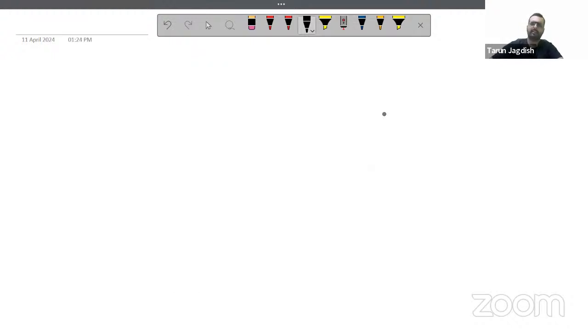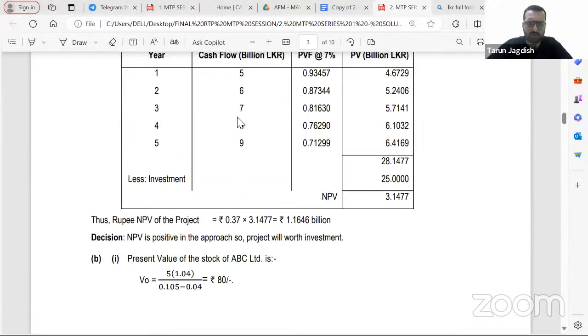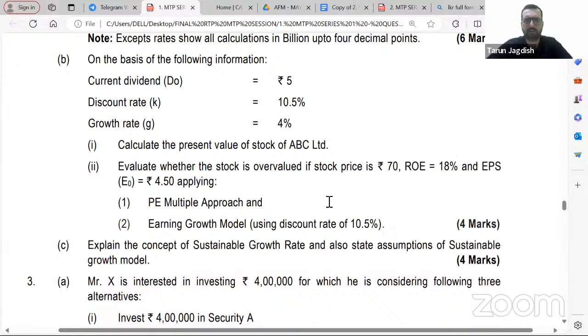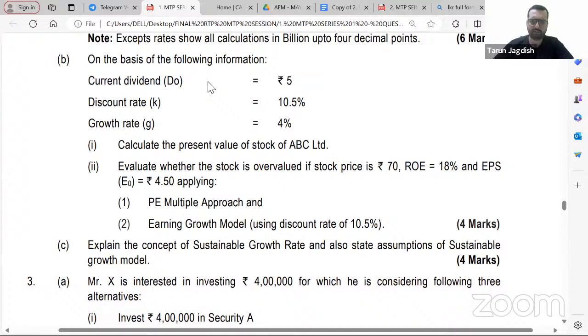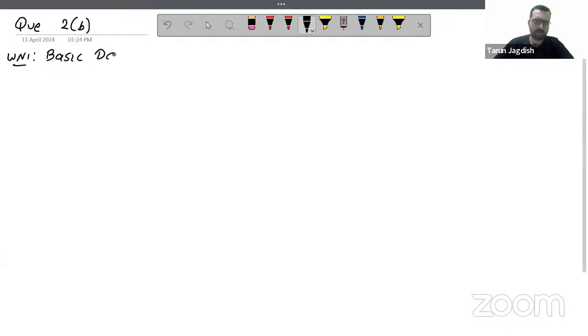Yes. Friends, there's a small question. We have 10 more minutes for 1:30. We'll do the next one also, and then I'll give you a break. That's a small one, and it's an easy question. It is a question on dividend, Gordon's model. So let's write down working note number 1, basic data. Question number 2B. Working note number 1, basic data.